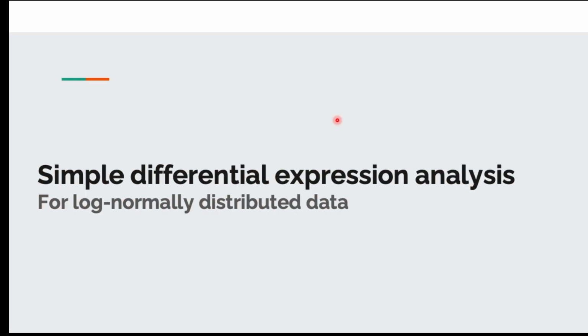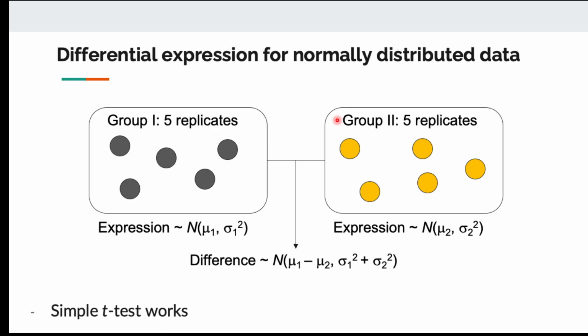So let's start with the simplest one first. We're going to go back to the log normally distributed data from microarray or NanoString. If we log transform those data, we're going to get normally distributed data, and that's the distribution that you are more familiar with. When we analyze samples between groups, like using t-test, we assume that the data follow normal distribution.